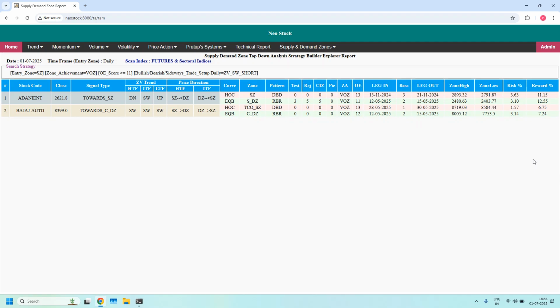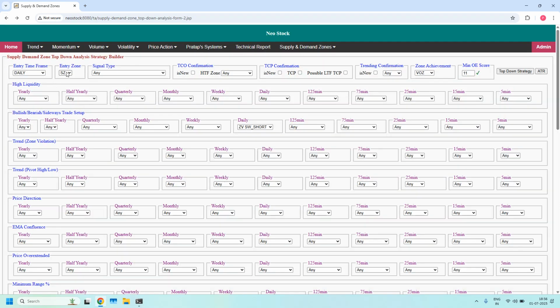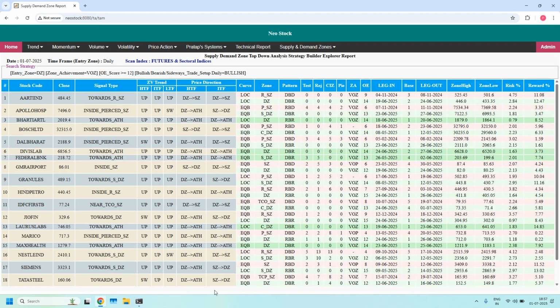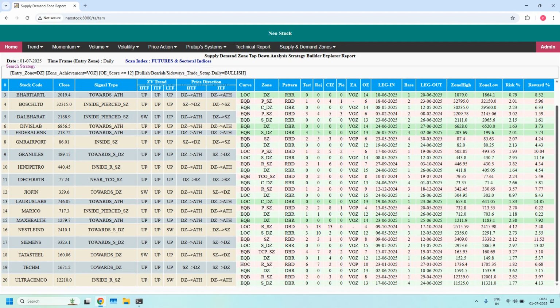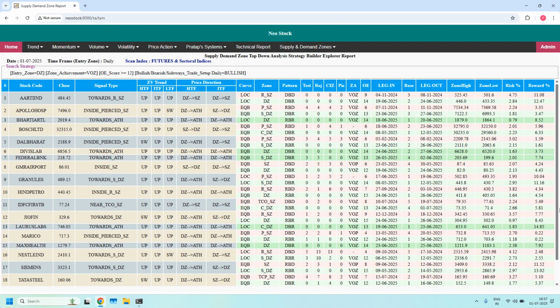Next, bullish trade setup for monthly income trade. The entry time frame is daily demand zone. Here bullish, and also minimum odd enhanced score should be 12. So we got 20 stocks. First 18 stocks in the list support the bullish trade setup for monthly income trade. Entry time frame zones are daily demand zones. Like that we got 20 daily demand zones.